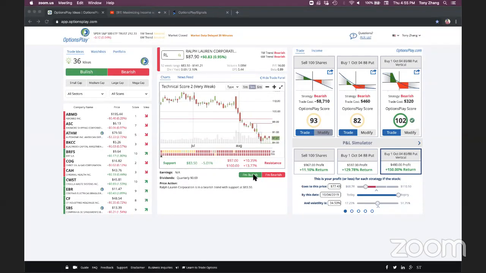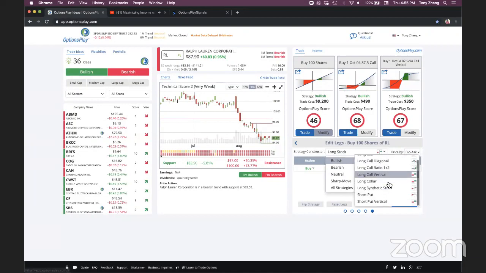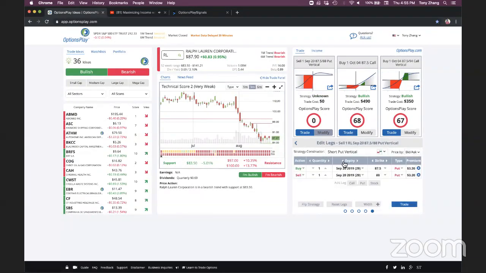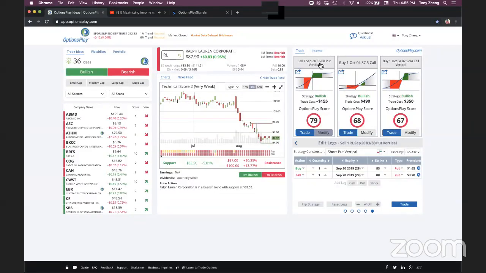So one of the things that we looked at on Ralph Lauren was a credit spread here. So what I did is I flipped this to I'm bullish. I'm going to modify the stock leg to a credit spread. And what we're going to do is set up a credit spread where we go out roughly 4 weeks here, to about September 20th. And like we said, what we want to do is sell an at-the-money put. So here it's about an $88 put. The stock is at $87.90. And what we're going to do is buy back maybe an $82.50 or maybe $83 put. And as you can see here, I have a $5 wide credit spread, and I'm collecting $155.